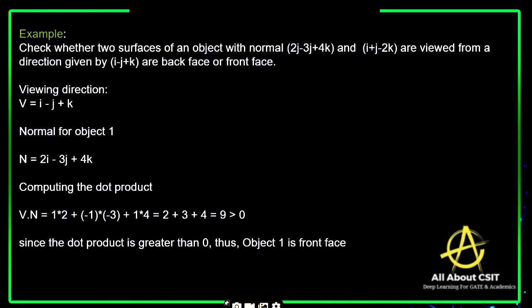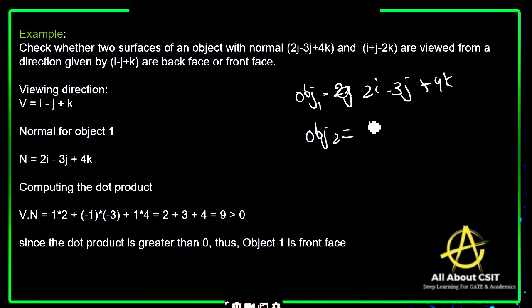So consider an example. In this example, you get complete clarity on how to clip the part that is not visible. In back face detection, we have to take only the front part that is visible. Check whether the two surfaces of an object are visible, where the normal vectors are given: for object one, n1 is 2i minus 3j plus 4k, and for object 2, n2 is i plus j minus 2k. It is viewed from a direction, so the viewing vector v is i minus j plus k.